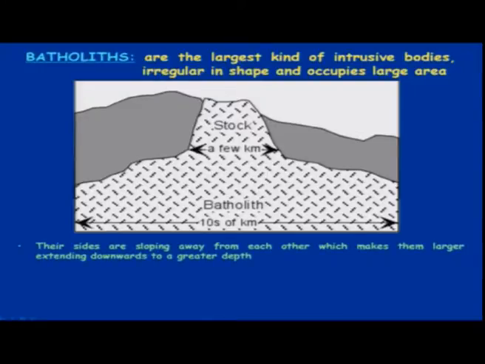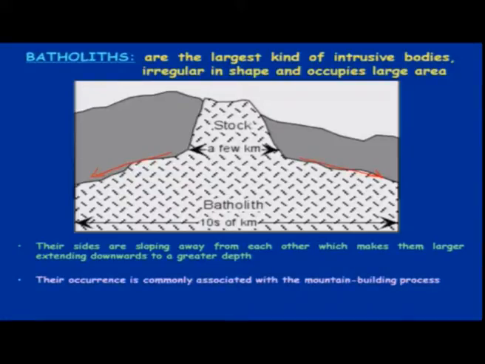But batholiths are mostly the areas which cover a larger region, if you compare with other igneous structures or other igneous intrusive bodies. These have slopes dipping away from one another. Hence, at greater depth you will find that they are covering very large areas. Their occurrence is commonly associated with mountain building activity, so where we have subduction zones and all that, we will find this type of intrusive bodies.